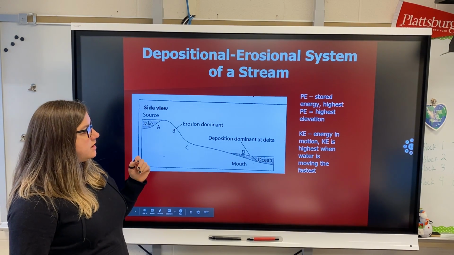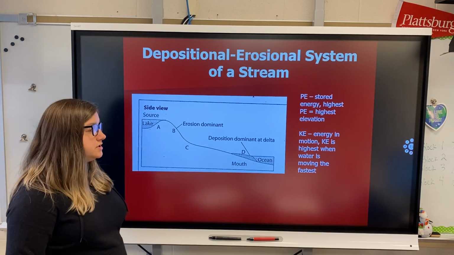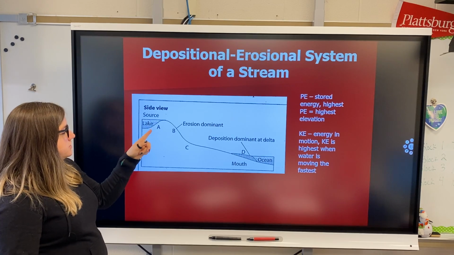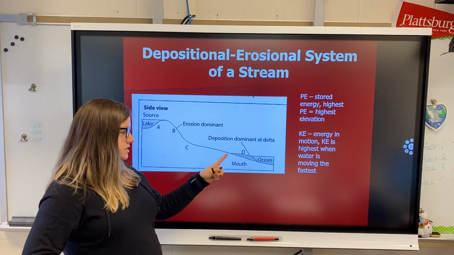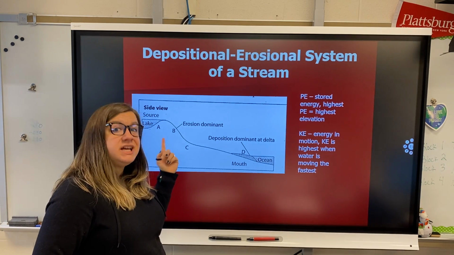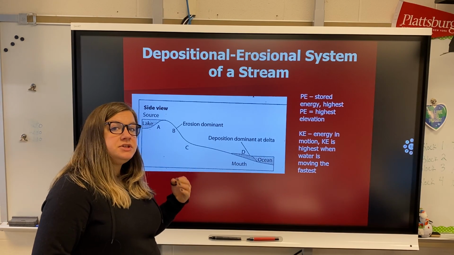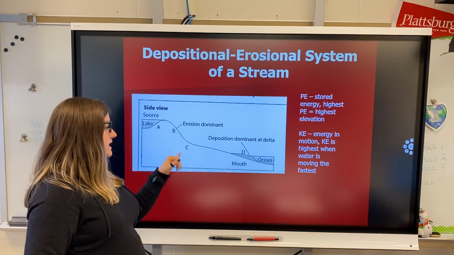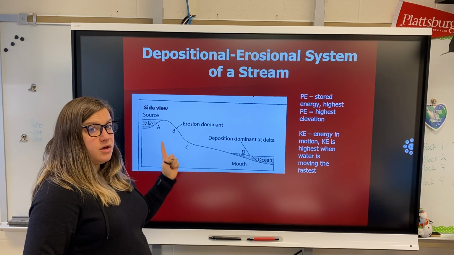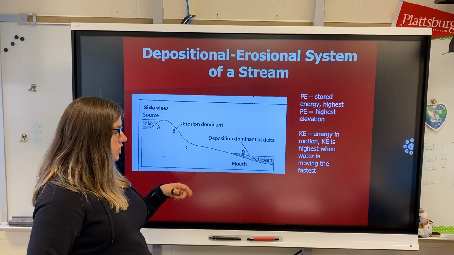So just a couple extra things. Potential energy is energy that is stored. So it's always going to be at the highest position. So potential energy is going to be at A, and then potential energy is going to be back down at D. A has the highest potential energy because it potentially could go farther than D could. Kinetic energy is going to be your energy in motion. So any sediments that are at B and C would be in motion. B would have a higher motion because it has a greater slope. C, it wouldn't have as great a kinetic energy because it has less of a slope.